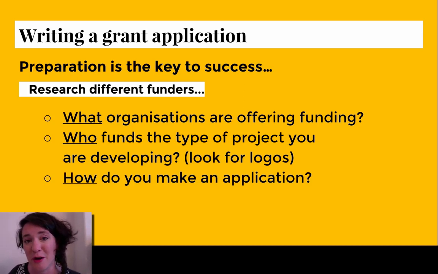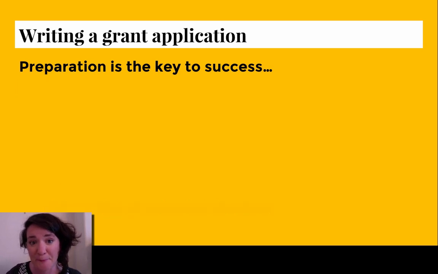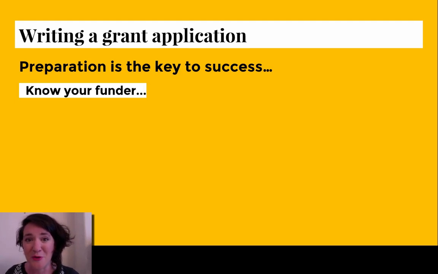Usually you'll find lots of information online from any of these funding bodies about exactly how to make an application. It'll give you deadlines, it'll give you word limits, it'll tell you if you have to apply online or by post or by email or any of those different ways. And then I want you to, most importantly, make a list of these potential funders. So working out against these criteria, who are the potential funders that you need to look at and research more carefully?